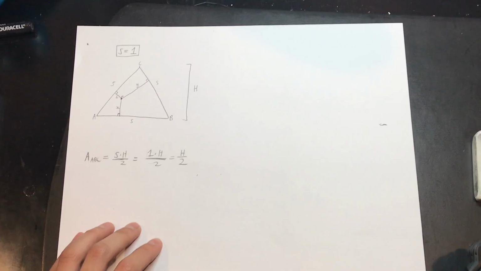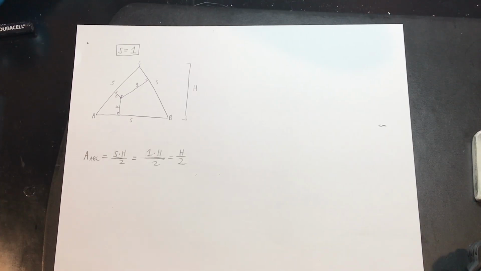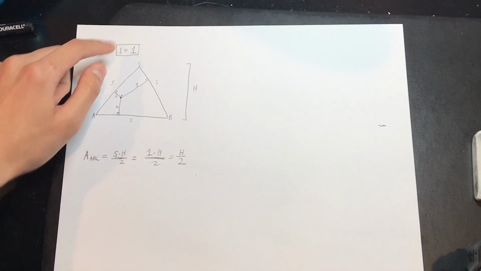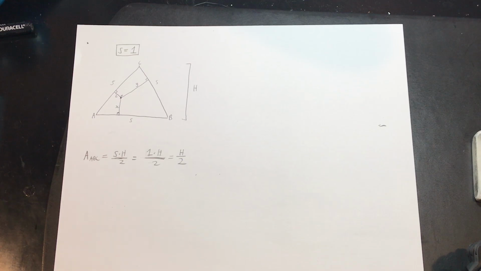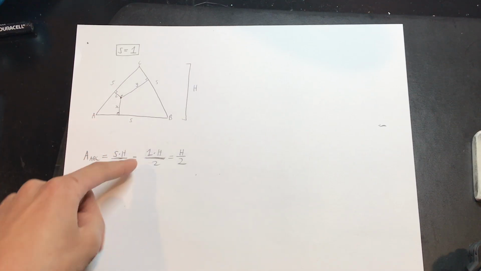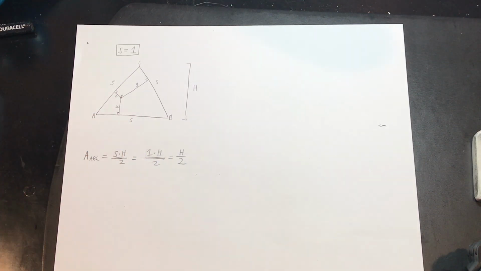So I'm going to prove Viviani's theorem, where I'm going to show that no matter where point P is, all three lines, x plus y plus z, will still be equal to the height. So basically, the area of ABC, the whole triangle, is equal to base times height over 2. In this case base is s, which is equal to 1, times height over 2, which is just h over 2.